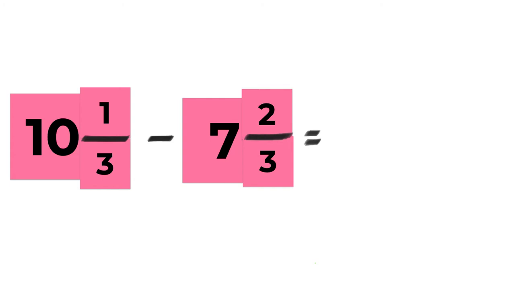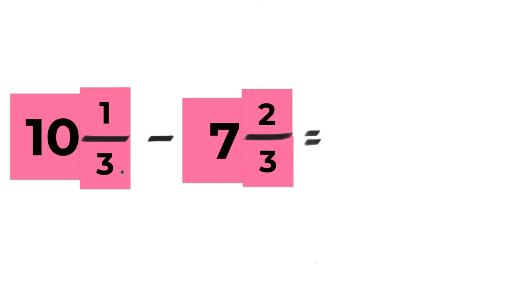Take a look at 10 and 1/3 minus 7 and 2/3. Try to check the numerators if we can subtract them. Take a look at 1 minus 2. I guess it's not possible for us to deduct 2 from 1 because that 2 is greater than 1. So this is not possible, 1 minus 2. Though we can subtract the whole number 10 minus 7, which is 3, that's all right, but we cannot subtract the numerators.